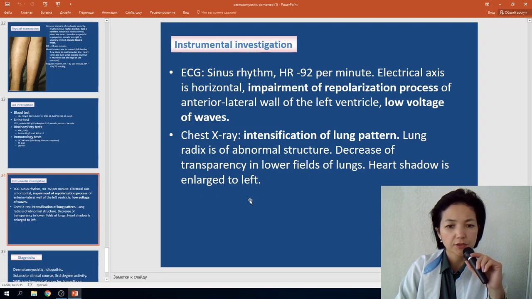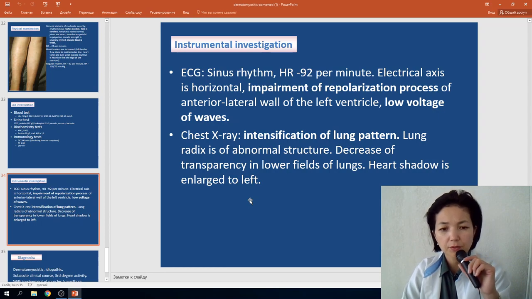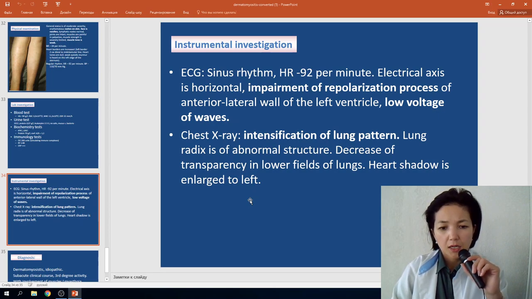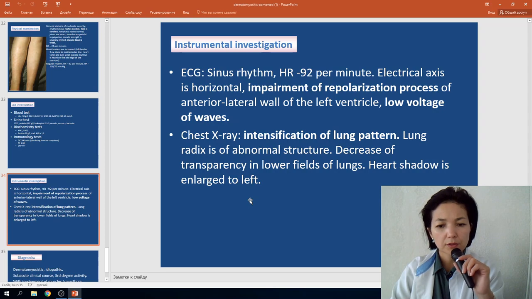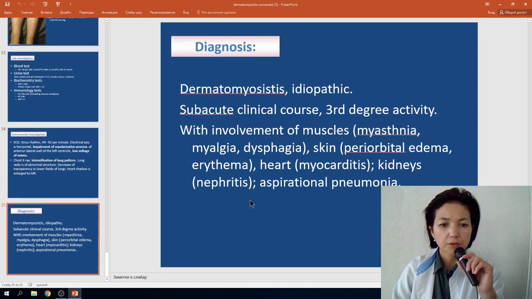During instrumental investigation, we found sinus rhythm, heart rate 92, and also impairment of the repolarization process of the anterolateral wall of the ventricles and low voltage of waves. Low voltage, what does it mean, low voltage ECG? It means in standard leads we have decreased voltage of R wave less than 5, and in chest leads less than 7 millimeters. Chest X-ray shows intensification of lung pattern. Lung radix is of normal structure, with decreased transparency in the lower fields of the lungs, and also enlargement of the heart shadow.